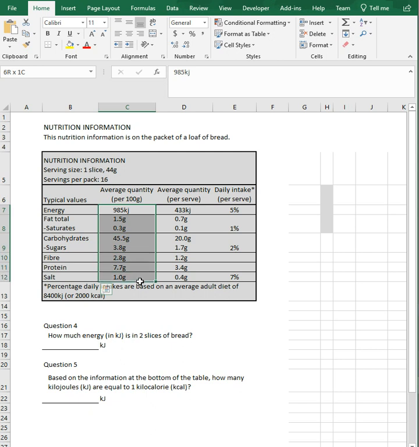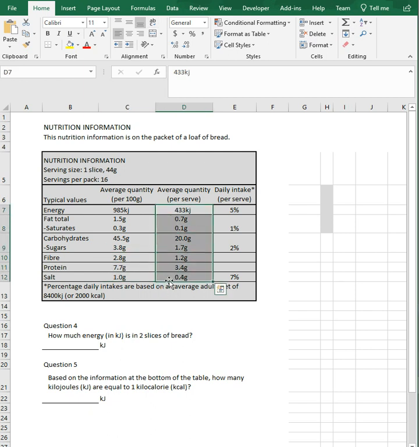Okay, so we've got quantities. This quantity here, 985 kilojoule, relates to the amount of energy. The average quantity per serve of energy is 433 kilojoules, which is 5% of the daily intake. If I'm looking at fat, saturates, we've got 1.5 gram, of which is 0.3 grams. Carbohydrates, 45.5 grams, of which 3.8 grams, and so on and so forth.